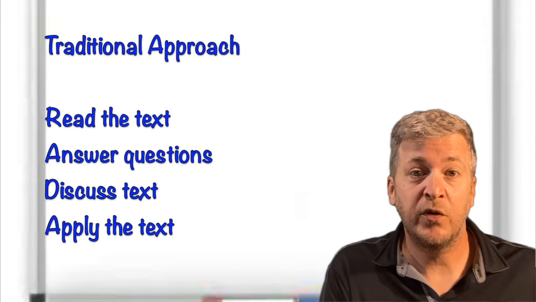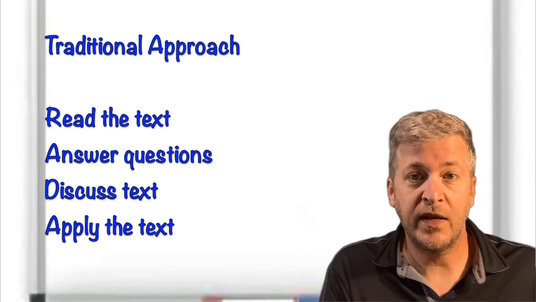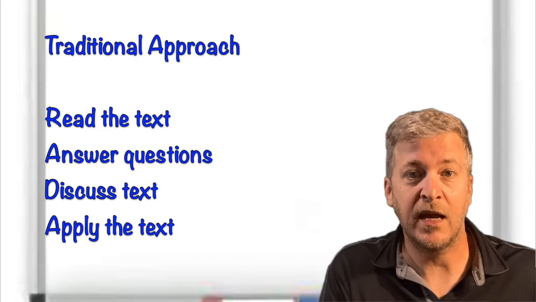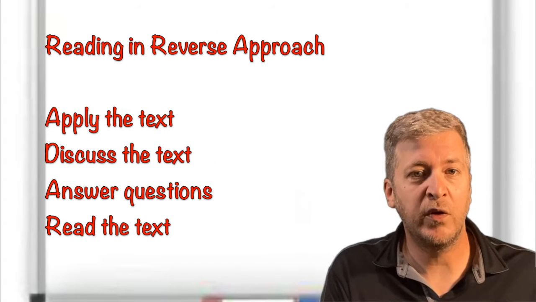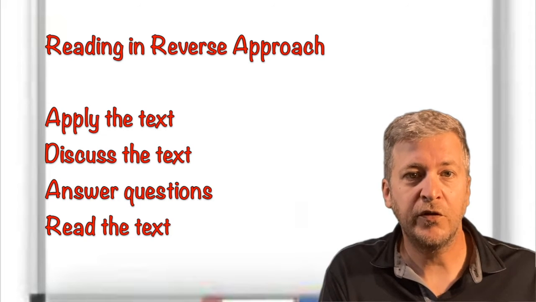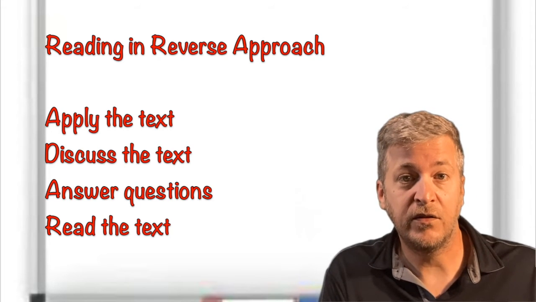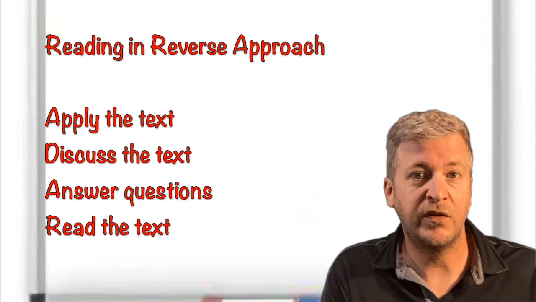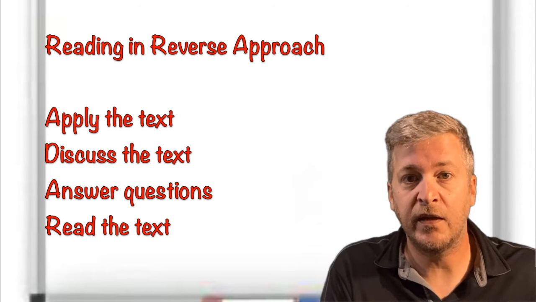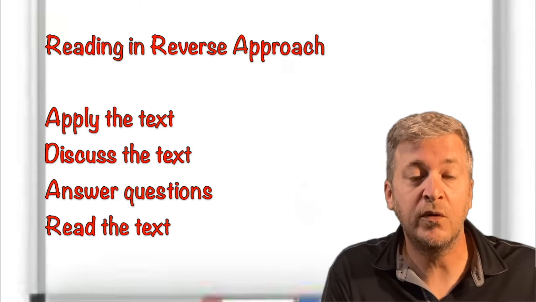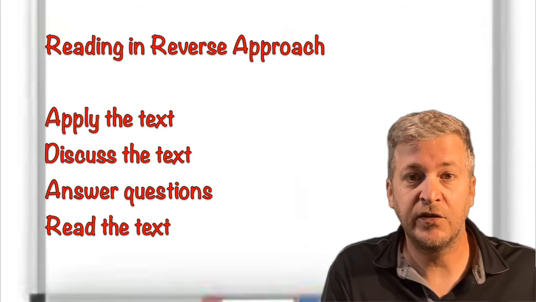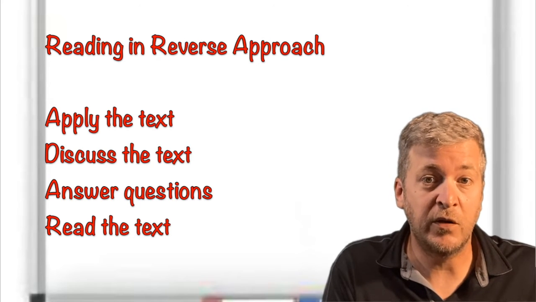This way of conducting reading puts English language learners at a disadvantage, since it begins with the most cognitively demanding task, reading the academic text. In the reading in reverse model, we first try to connect the content to the students' lives or past learning. Then we discuss the text using clues such as headings, subheadings, figures, and pictures to infer what the text may be about. Third, we answer questions about the text or try to generate questions if they don't exist.